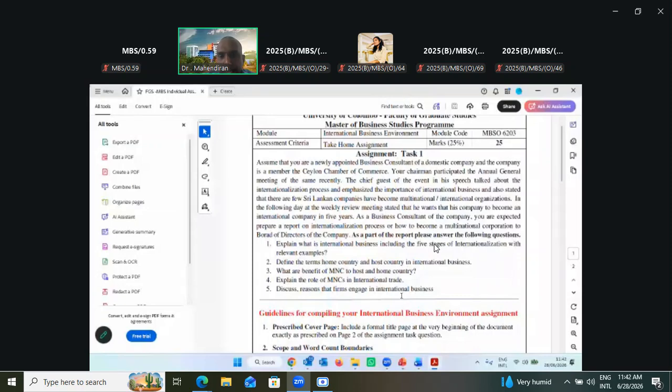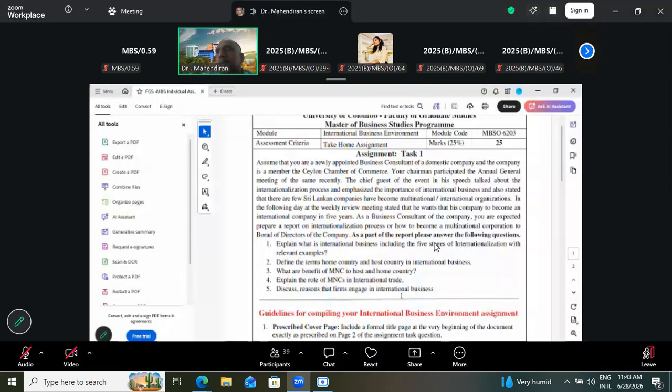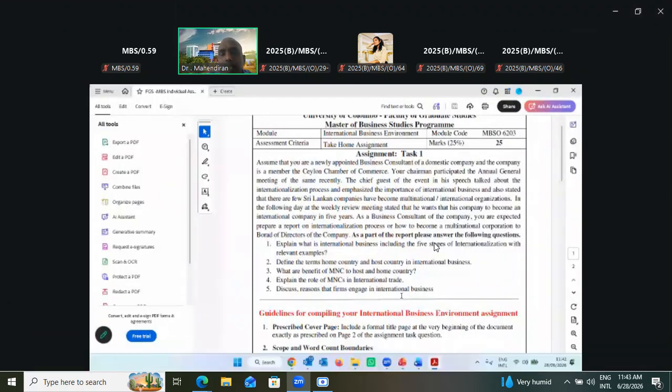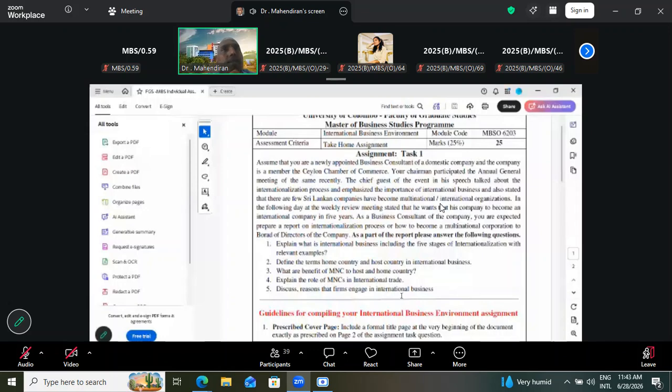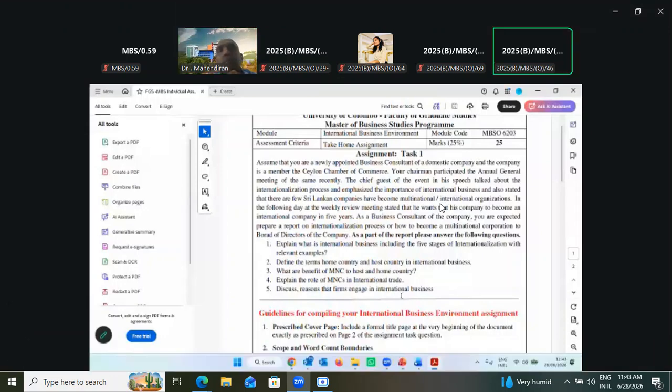Then for each question you show how much you have learned already. Explain what international business is, including 5 stages. So in international business, what it is and the 5 stages there, you write it. There is no two-type writing. Conclusion you can write as a 6th section: what you have done, in a nutshell. I assume the chairman is a layman, but he's a businessman. Do you understand?